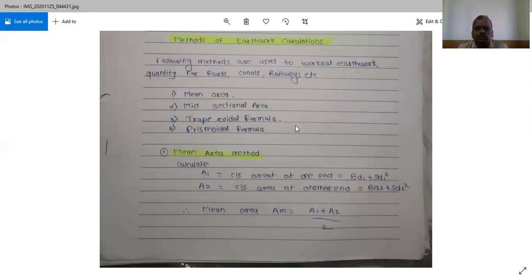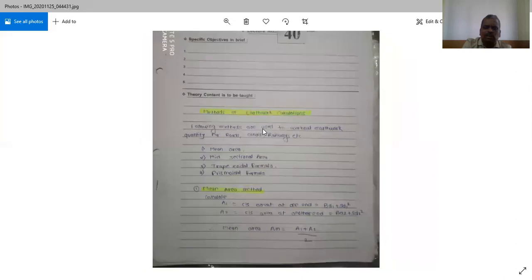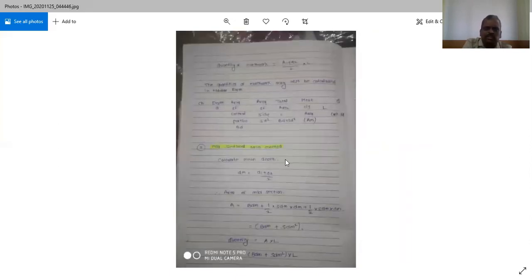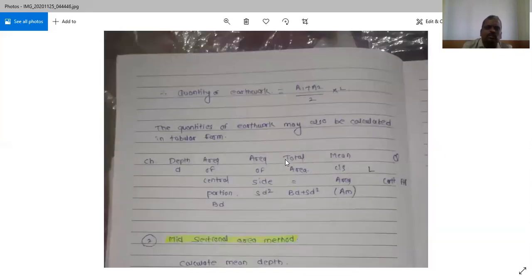First of all, A1 will be the cross sectional area of the first end, that is B D1 plus S D1 square. A2 will be the cross sectional area of the other end, that is B D2 plus S D2 square. So how to find out the mean area? Mean area AM is given by A1 plus A2 divided by 2. In this manner, very easily you can calculate the mean area. After that, quantity of earthwork is equal to mean area into length, that is A1 plus A2 divided by 2 into length, which will give us the quantity of earthwork.